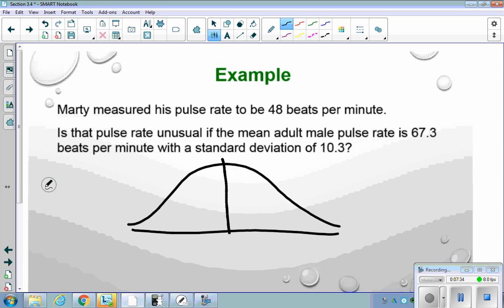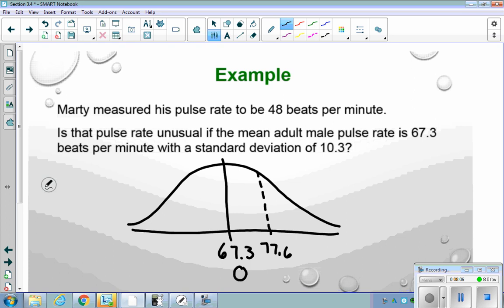This is going to be my center, correct? And I know that the mean is 67.3, and that's the population. My z-score there is 0, correct? Okay, one standard deviation away, I need to add. What am I adding? The standard deviation is 10.3, so I'm going to get 77.6.